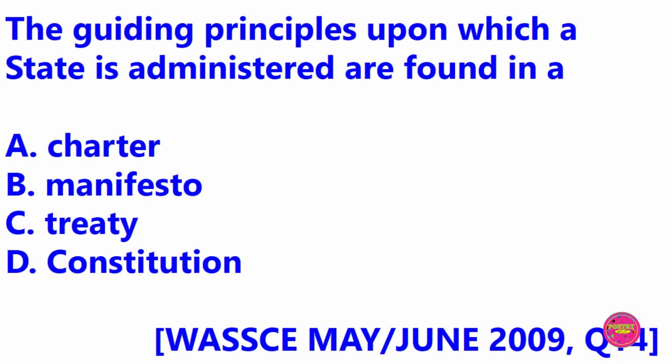The guiding principles upon which a state is administered are found in A. Charter, B. Manifesto, C. Treaty, D. Constitution. The correct answer to this question is D.